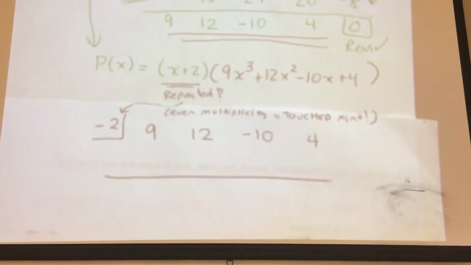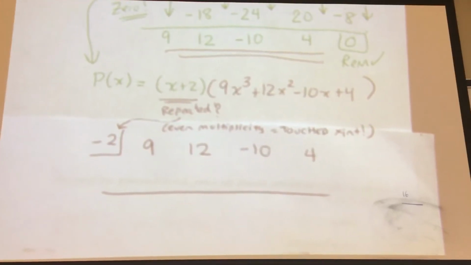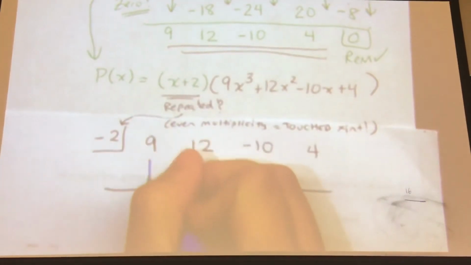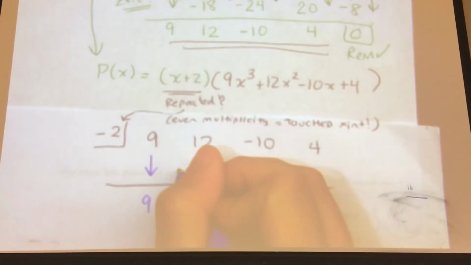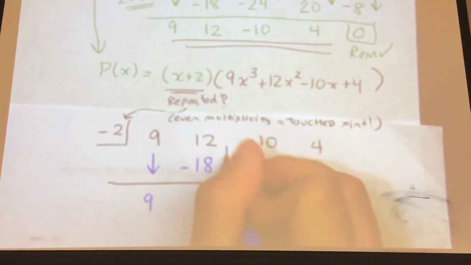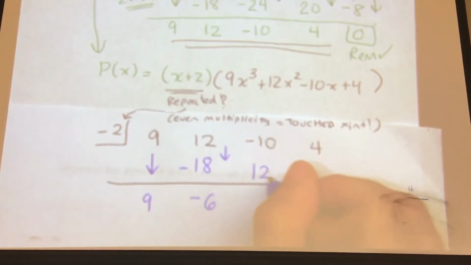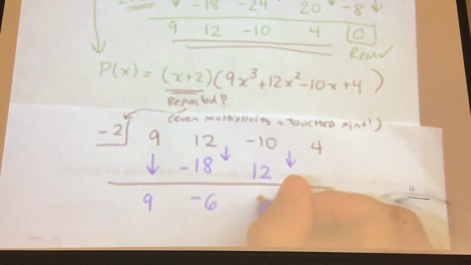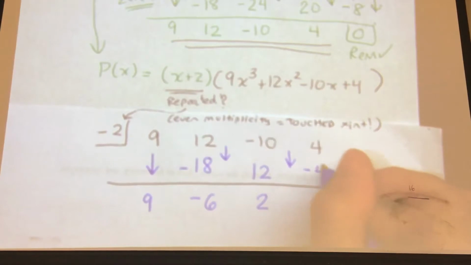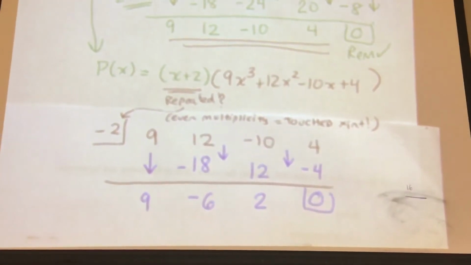Let's see how this plays out for us. We bring our 9 down, multiply and get -18. Adding, we get -6. Multiplying, +12. Adding, +2. Multiplying, -4. Adding, 0. Yep, we confirmed it. It went in there.